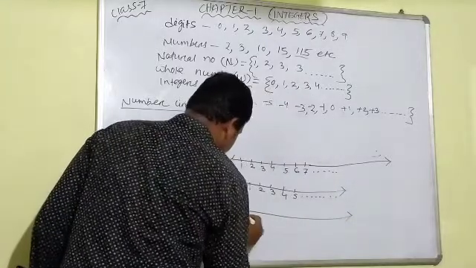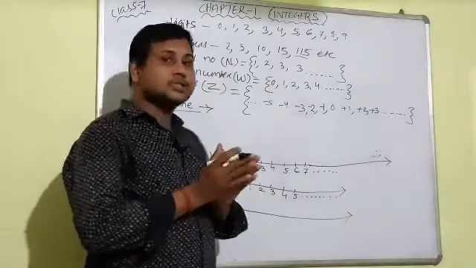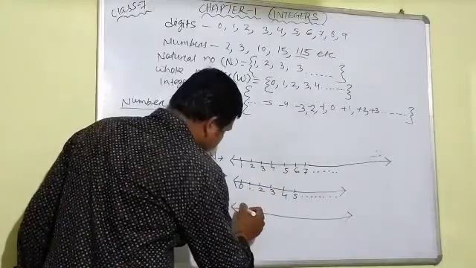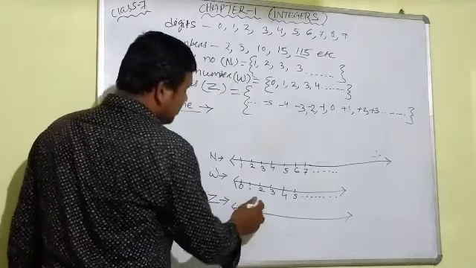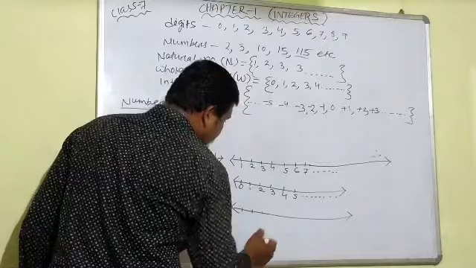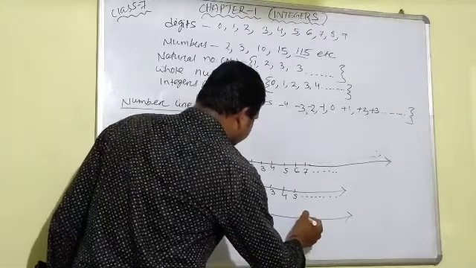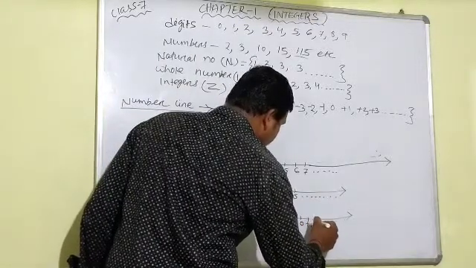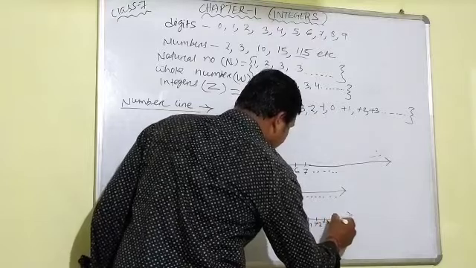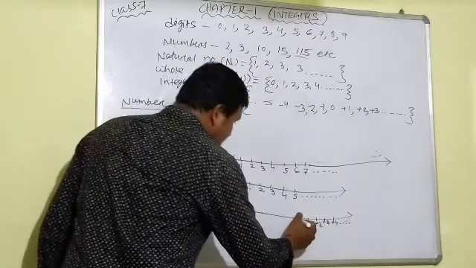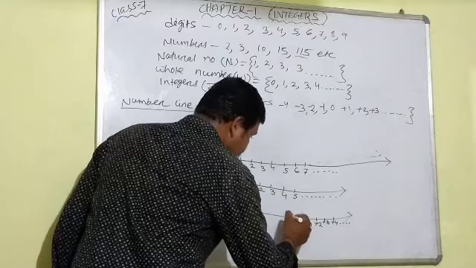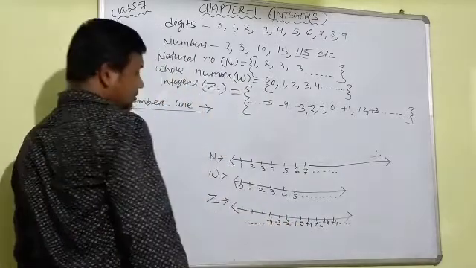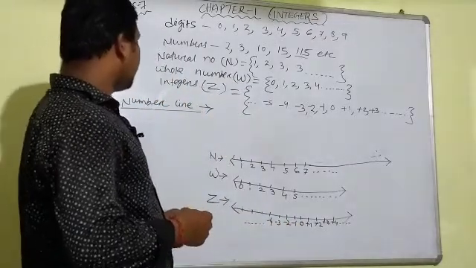Draw a straight line, and always remember, while drawing the number line, you have to take equal distance between two points. Okay, so equal spacing must be given. So here we will write in the middle, suppose 0, then to the right of 0 we will write +1, +2, +3, +4, like dot dot dot, and to the left of 0 we will write -1, -2, -3, -4, like dot dot dot. Okay, this is the way to represent numbers on the number line.